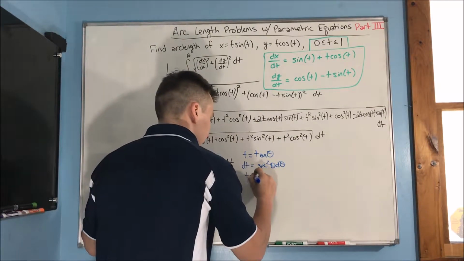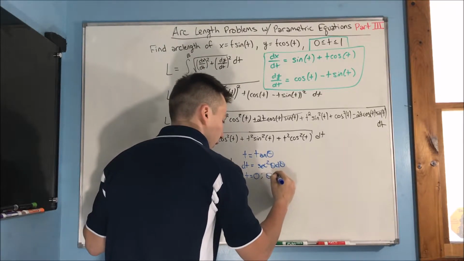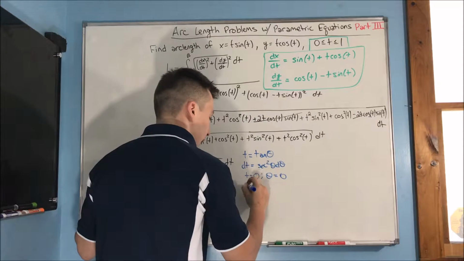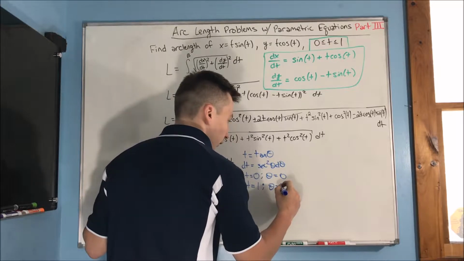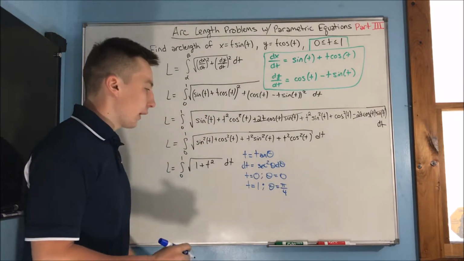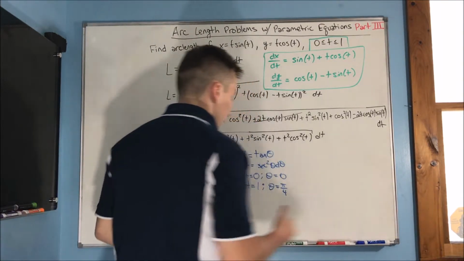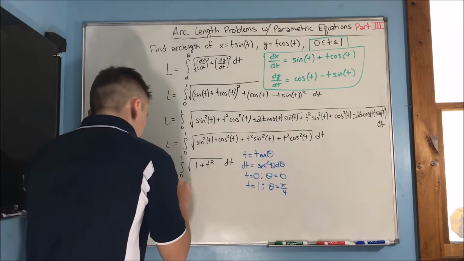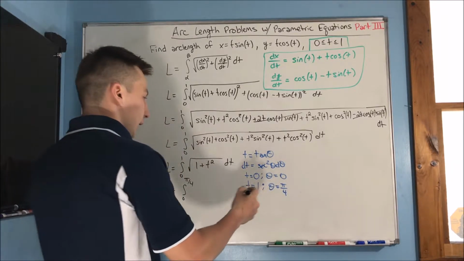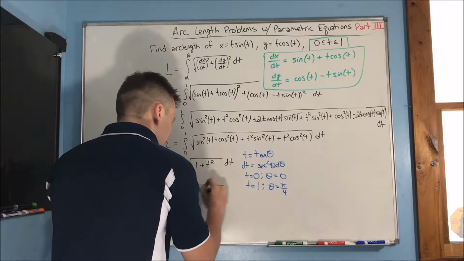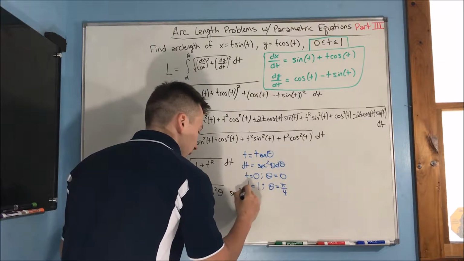So where t is 0, theta is going to be 0, and where t is 1, because that's our other bound, theta will be pi over 4. Okay, so now we have our bounds, we have our substitutions. Let's go ahead and substitute. So we're going to get that the arc length equals the integral from 0 to pi over 4 of the square root of 1 plus tangent squared theta times the secant squared of theta d theta.